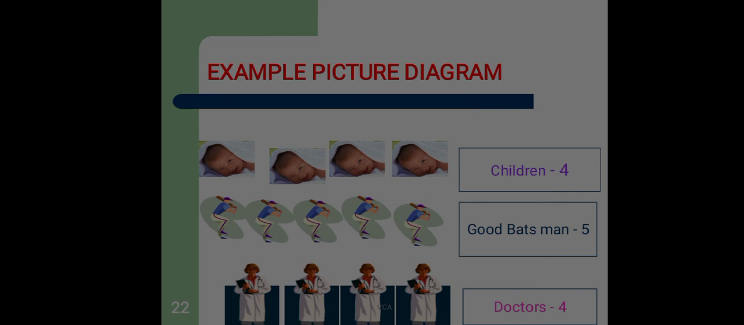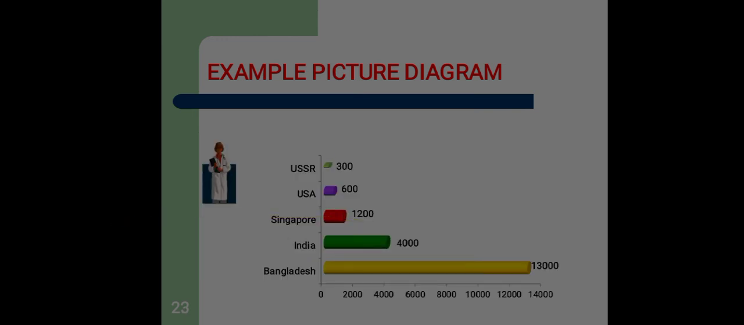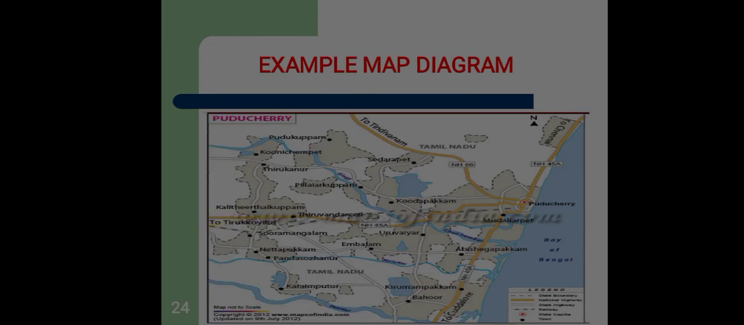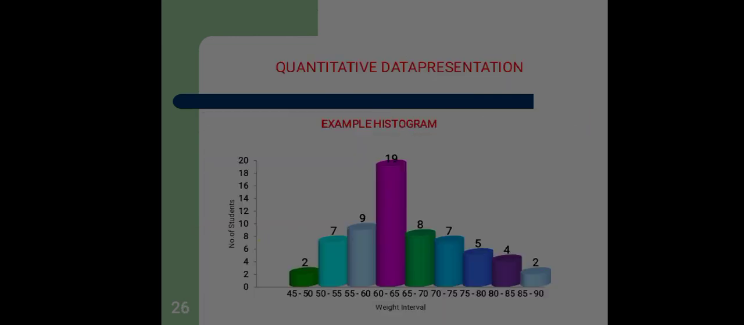Example of a picture diagram. This is the example of a map diagram, spot map. Example of a histogram.